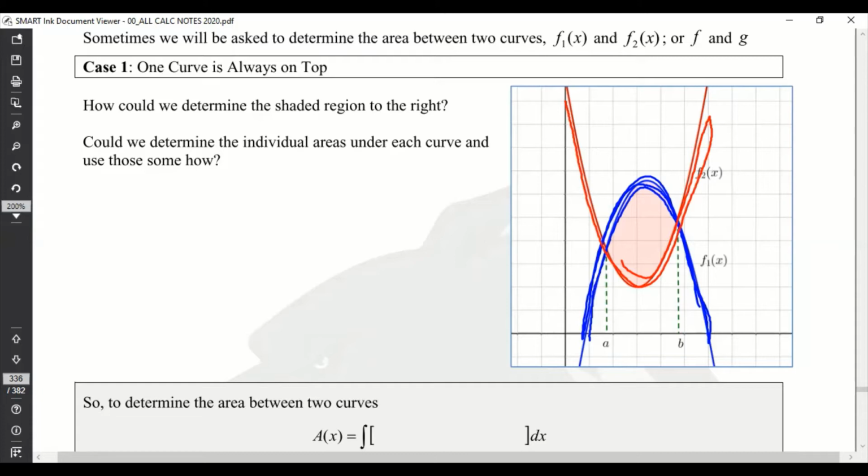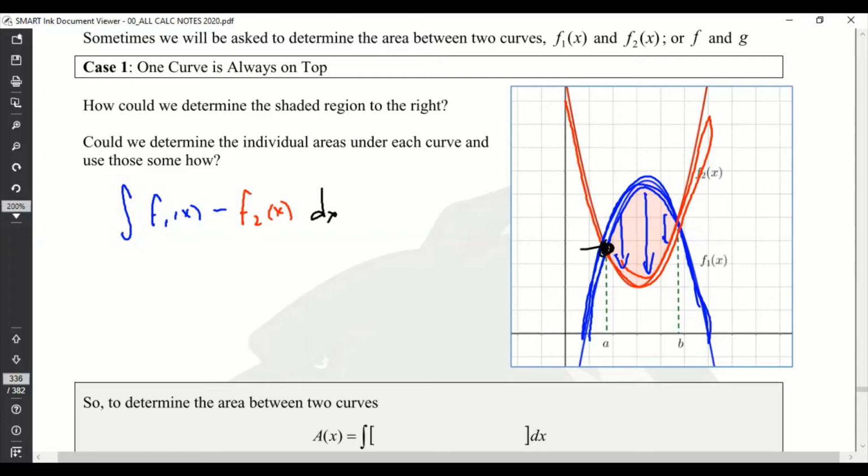And when we do that, we need to make sure that the top one is going to be our first term, and we're going to subtract the second one. So what this ends up being is our integral of f1 of x, the blue one, minus f2 of x, which is the red one, which is below. And doing it in that order, it ends up giving us a positive area for this.